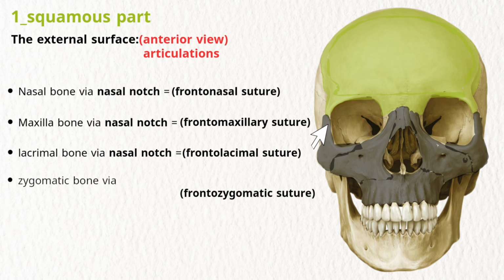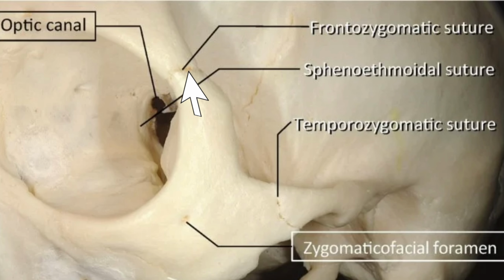It articulates with the zygomatic bone by the zygomatic process of the frontal bone. The frontozygomatic suture, also known as the zygomaticofrontal suture, is between the frontal process of the zygomatic bone and the zygomatic process of the frontal bone.